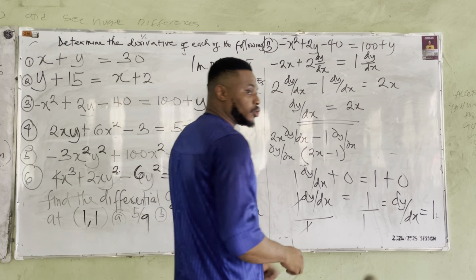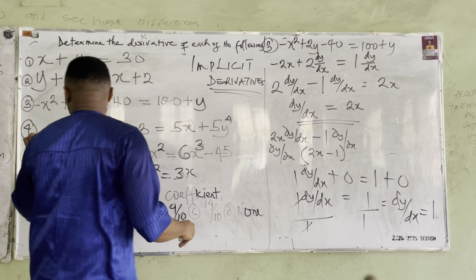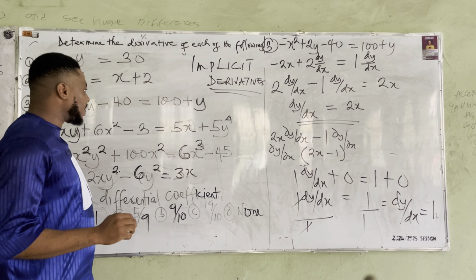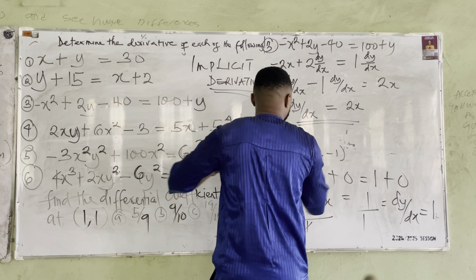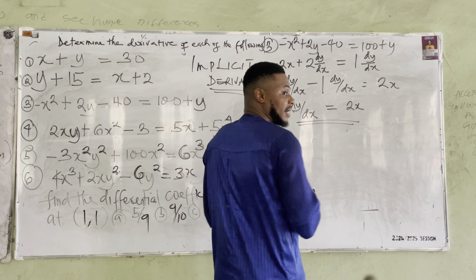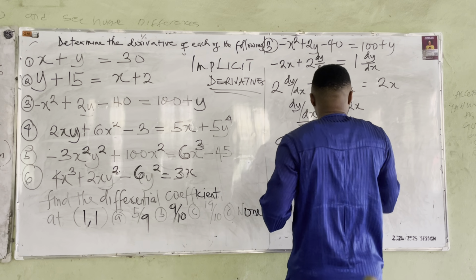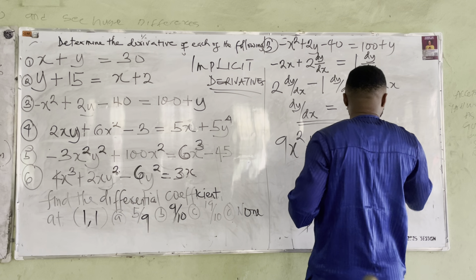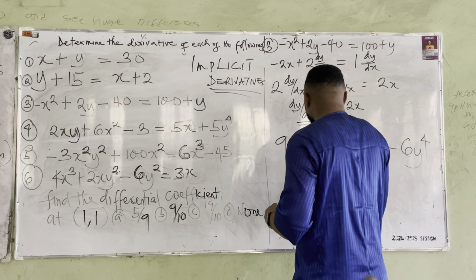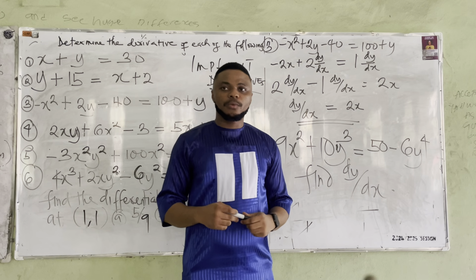Okay, so now let's quickly go to the next exercise. But before then, I would like you to attempt something before we look at the next exercise, which is the fourth one. I'd like you to solve this quickly. Now let's say we have 9x squared plus 10y cubed equals 50 minus 6y raised to power 4. Find dy over dx. Okay, so solve that quickly.